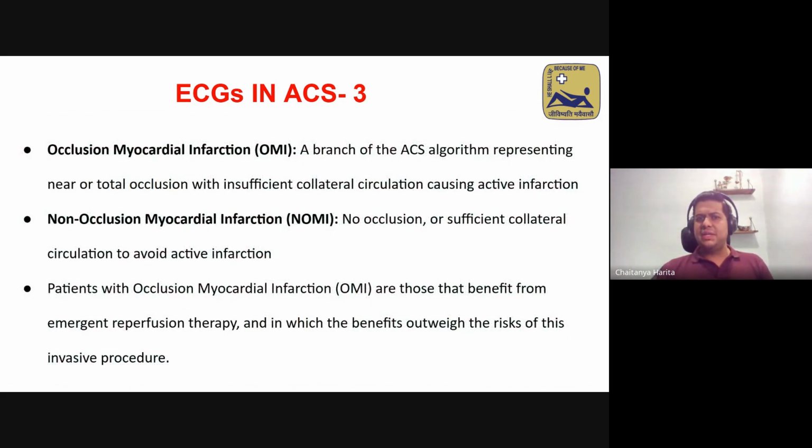One word on that. OMIs are where there is a near or total occlusion of a blood vessel, where the collateral circulation is insufficient. Whereas the NOMI, which is a non-occlusive, here the vessel is not occluded fully, right? The plaque is only partially obstructing the vessel, or the vessel has enough collaterals which are taking care of the blood supply. So patients with OMI are urgently required to be referred because they do well once you remove the occlusion.